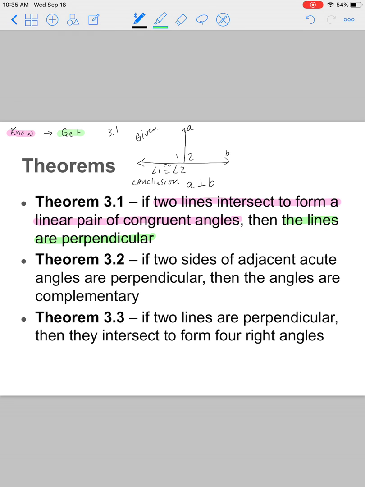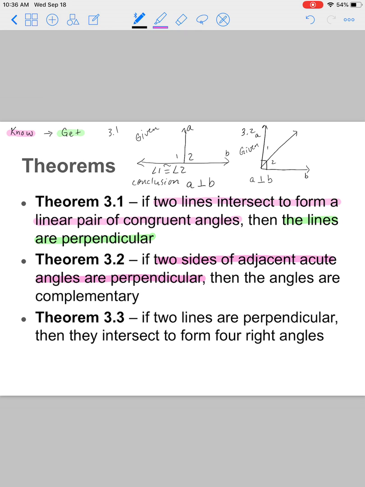Theorem 3.2 says if two sides of adjacent acute angles are perpendicular, so this is what that looks like. Two sides of adjacent acute angles are perpendicular. So that would be the non-common sides are perpendicular. So let's call this A and B. So line A is perpendicular to line B. So this is our given.